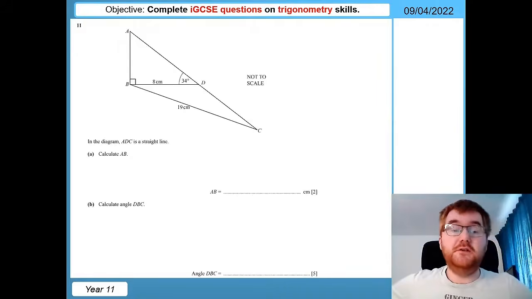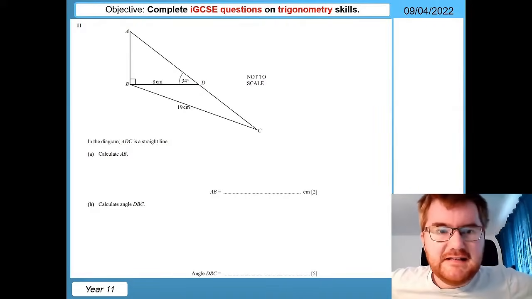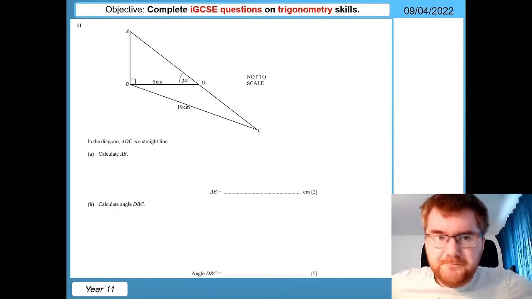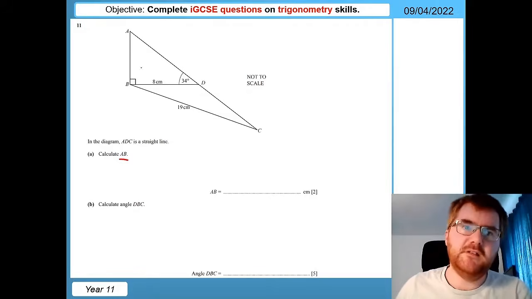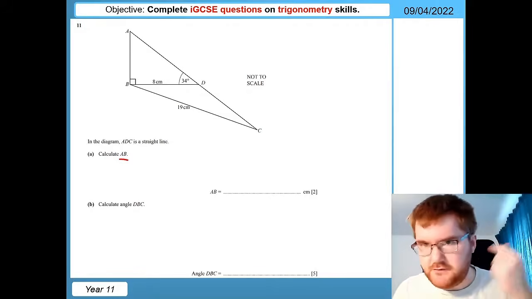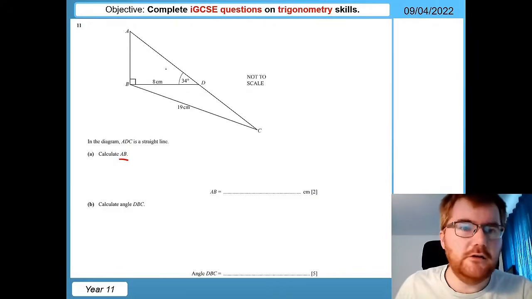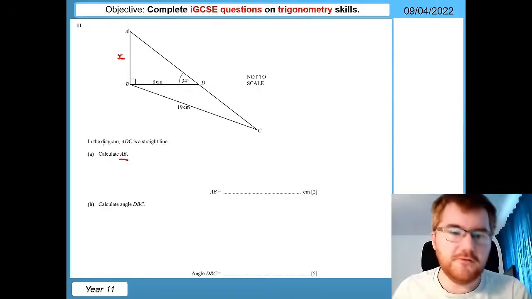Right, let's move on to another question 11. So 2 question 11s. And in the diagram, ADC is a straight line. Now that is important a bit later on. But the first thing we need to do here is calculate AB. So as soon as you see this right angle triangle, you need to be thinking Pythagoras or trigonometry. Here we have one side and one angle, looking to find another side. So trigonometry is called for.